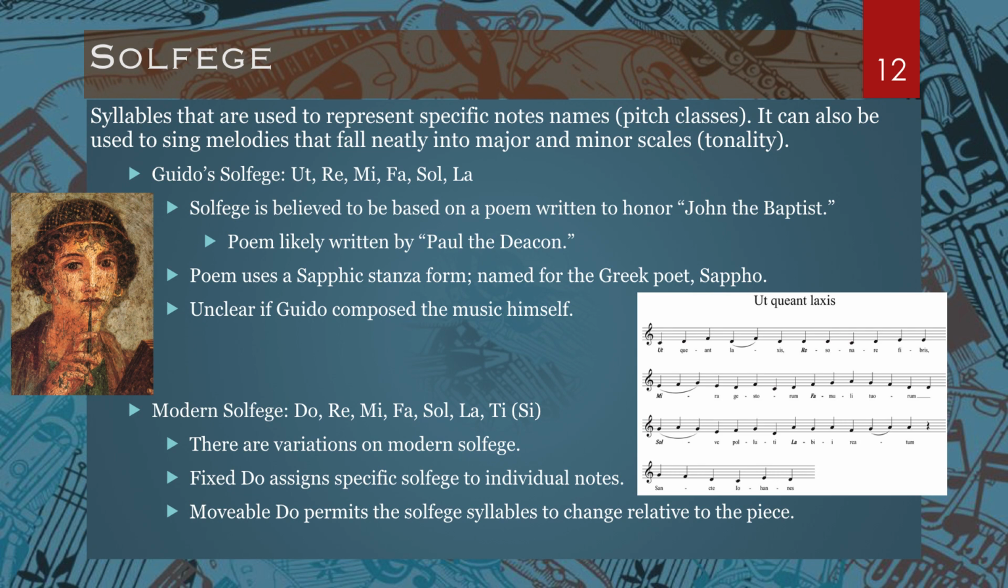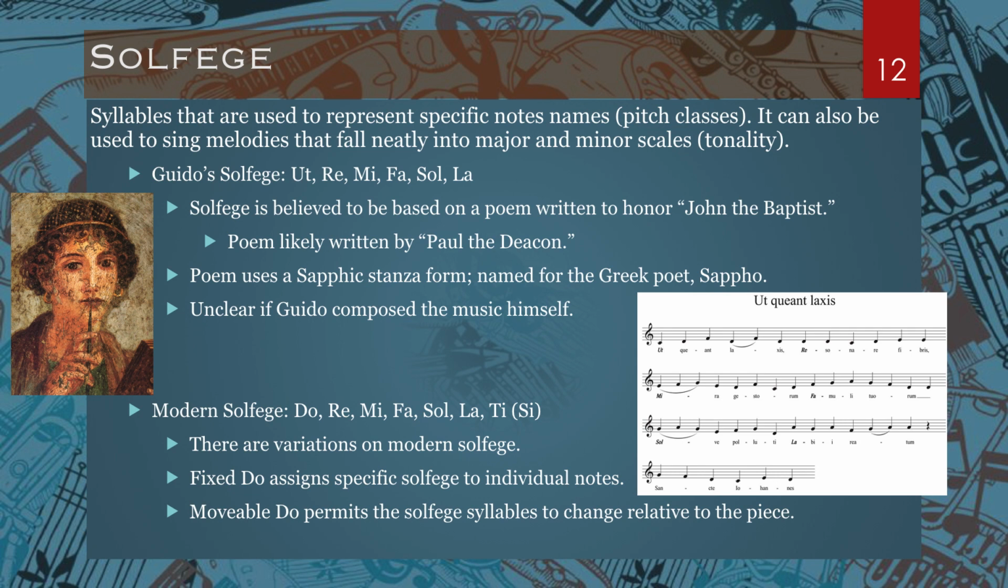Fixed Do simply assigns specific solfege to individual notes, so they never change. No matter whether you have a C or a C sharp, all C's are going to be the note Do. They'll all use the syllable Do. All D's will use Re, all E's will use Mi, all F's will use Fa, all G's will use Sol, all A's will use La, and all B's will use Ti or Ci, depending on the system.